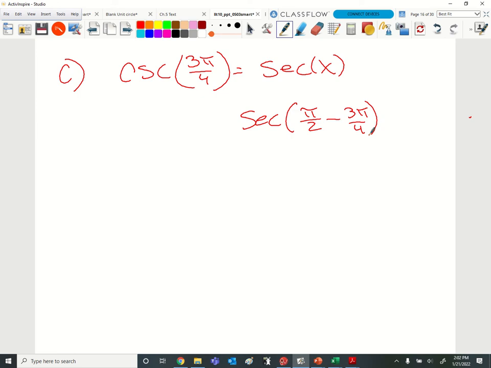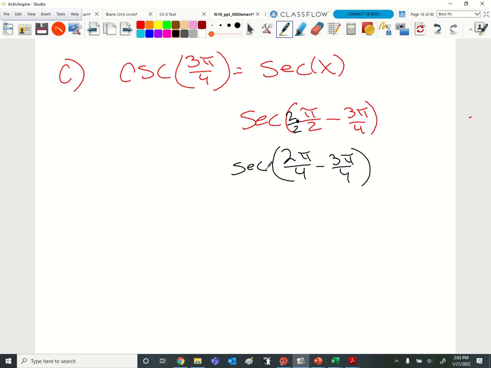So, to be able to combine these together, what's got to happen? Common denominator, right? So what's the common denominator between the 4 and the 2? 4. So I'm going to multiply this by 2 over 2. 2 divided by 2 is 1, isn't it? It just looks funny. So I'm not changing the value, I'm changing the way it looks. As I multiply this, it's going to turn into 2 pi over 4 minus 3 pi over 4, right?